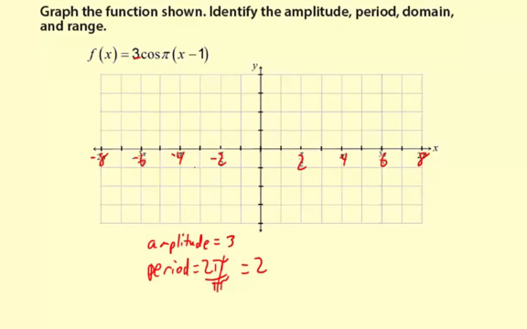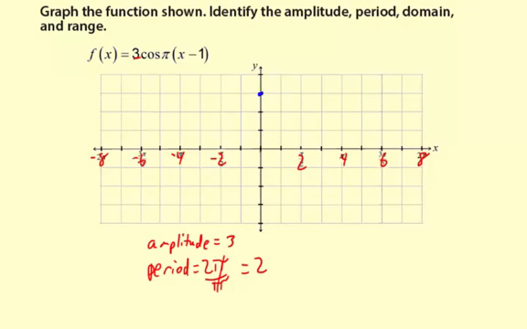Okay, now we have the amplitude and the period. We can go ahead and start graphing the function. I'm first going to graph the function without the other transformation. In this case, it's x minus 1, and the minus 1 is going to be a translation of 1 to the right. But I'll do that after.